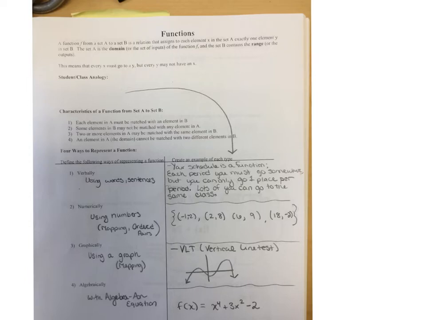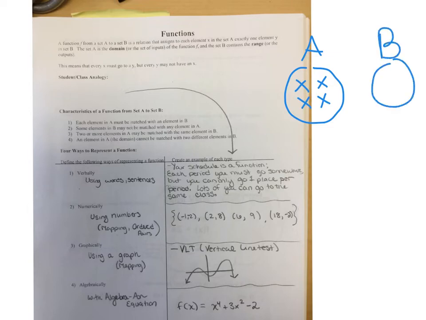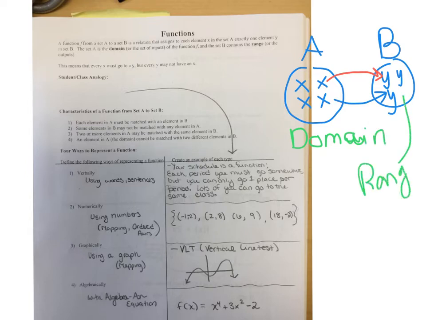So I have set A, and A is full of lots of x's, and I have B that is full of y's, and each one of these x's is assigned somewhere. The set A is the domain, so these things over here are the domain. And over here, these y's are the range, or the outputs. This means that every x must go to a y, but not every y will have an x.